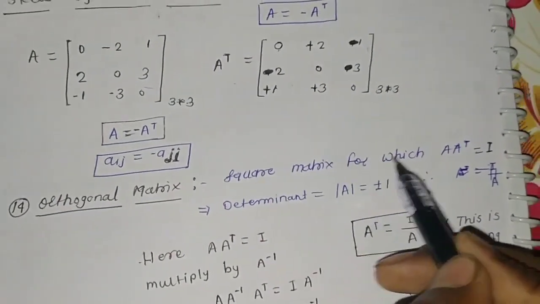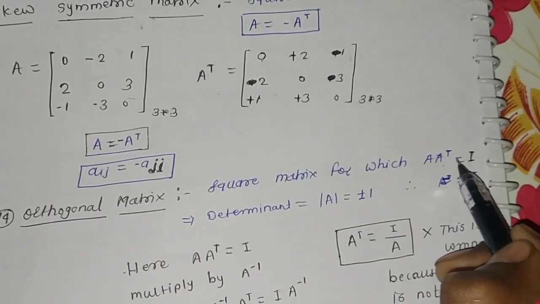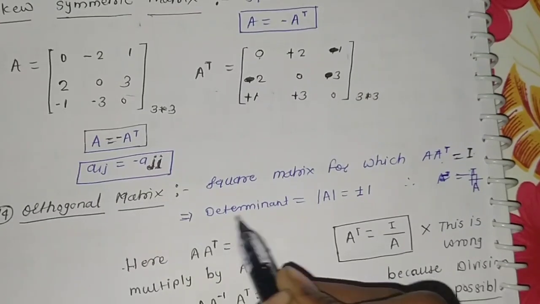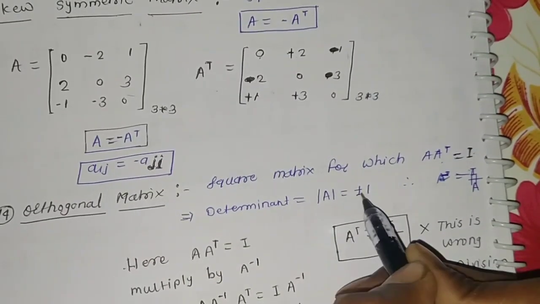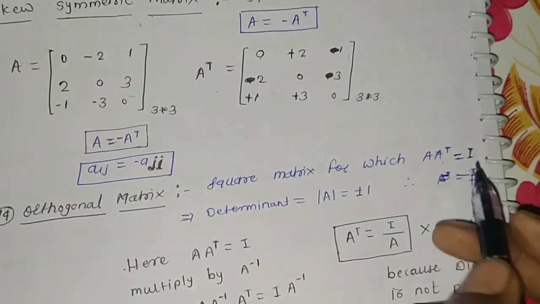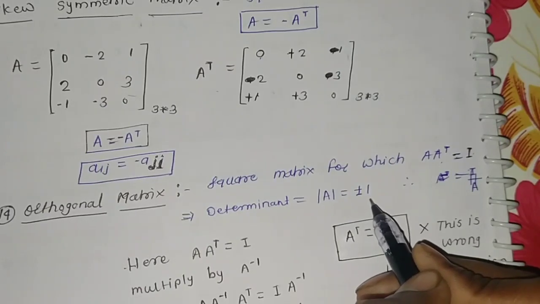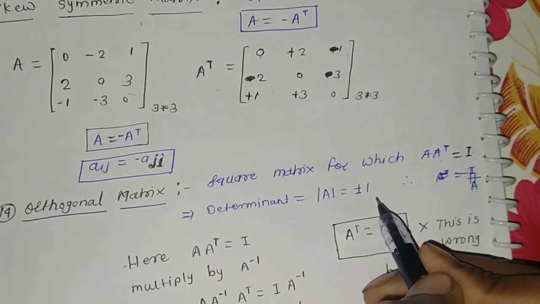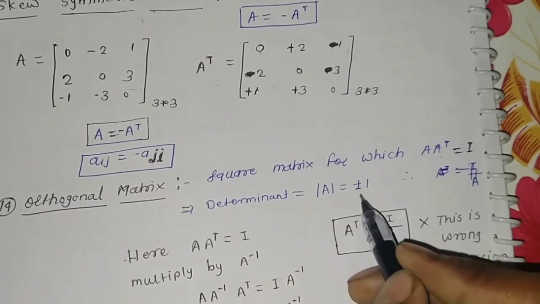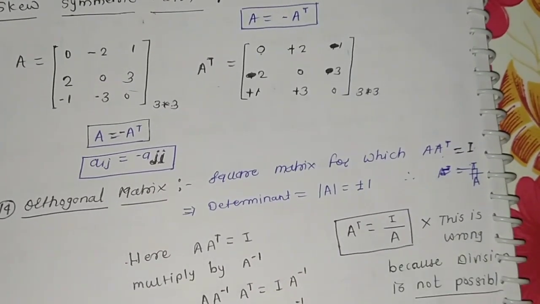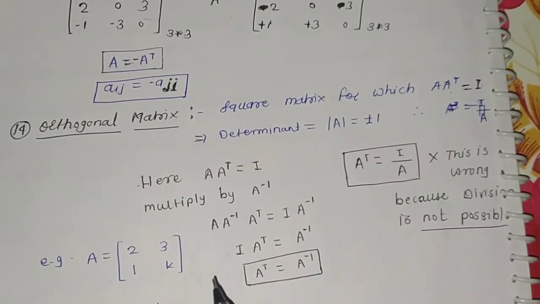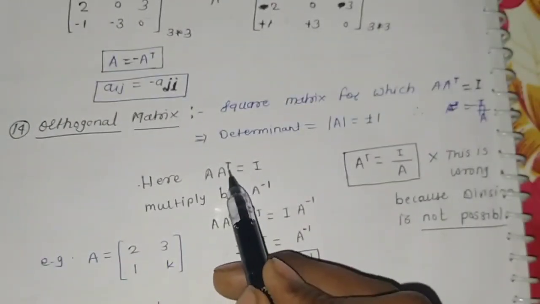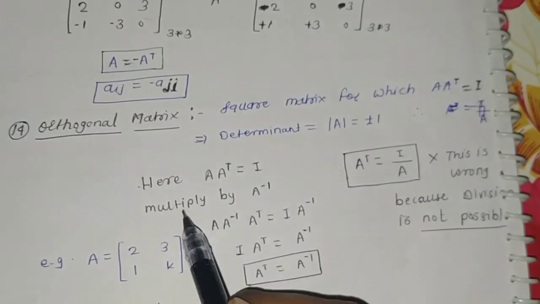It is a square matrix for which A into A transpose is equal to the unit matrix, that is I. Okay, so the determinant of this matrix is nothing but plus or minus 1. Determinant of this matrix is plus or minus 1. Here one thing you should know, A into A transpose is equal to I.